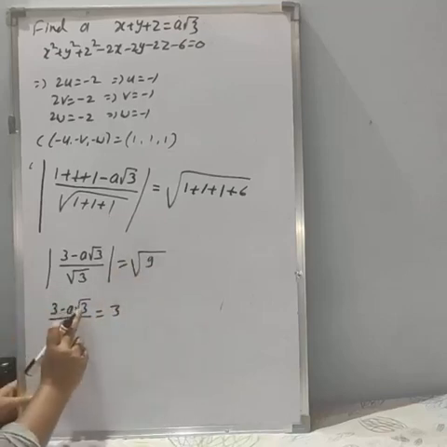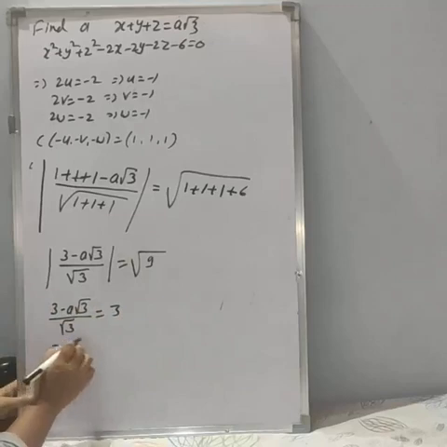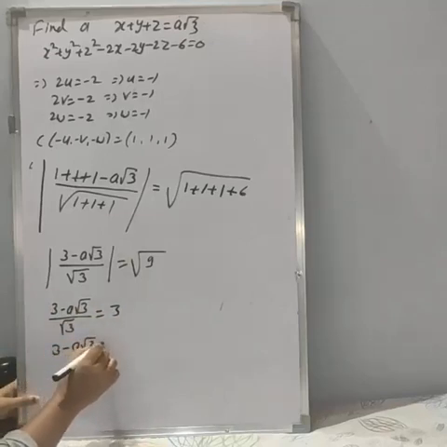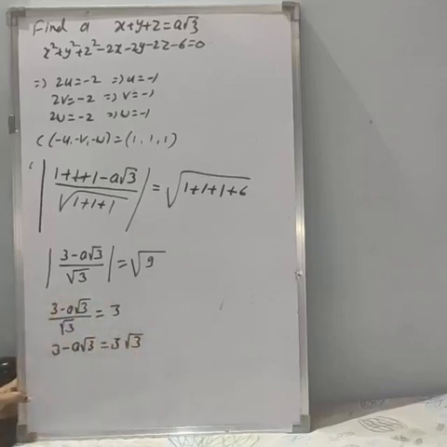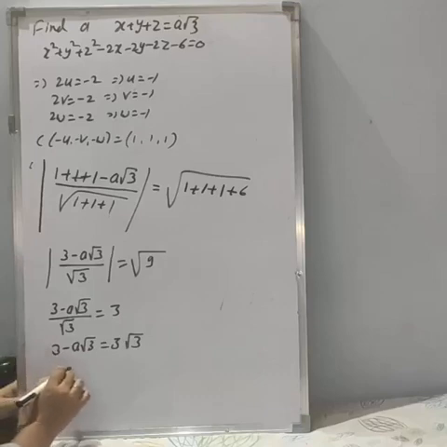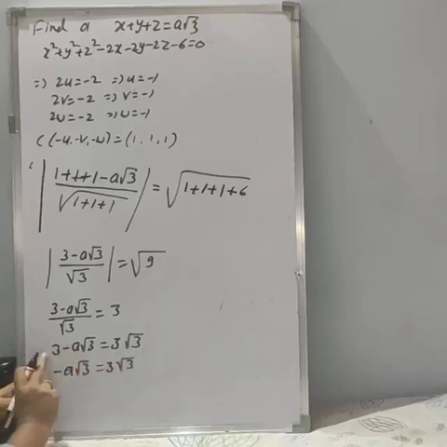We want the value of a, so solve for a. So we will transfer this root 3 to that side. So we will get 3 minus a root 3 is equal to 3 into root 3. Transfer this root 3 to that side. Now again we can transfer this 3. So what we will get, minus a root 3 is equal to 3 root 3 minus 3. If you transfer this, minus 3 to this side, plus 3, you will get it is minus 3.